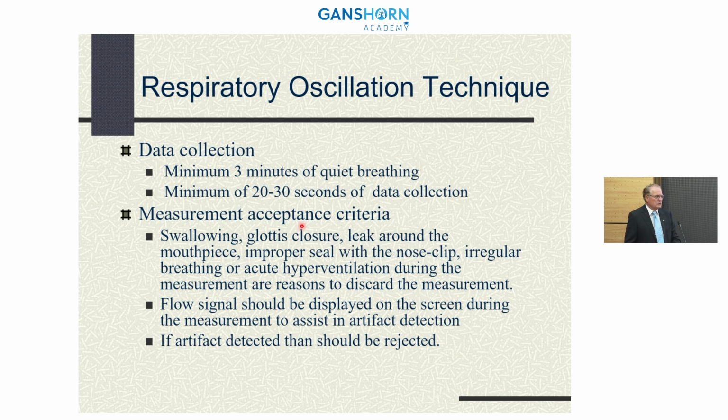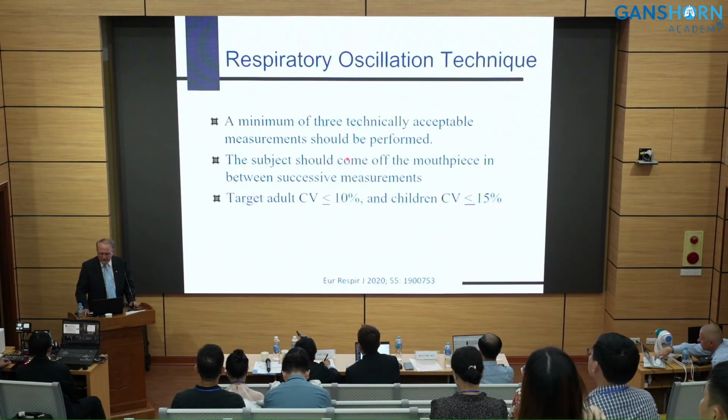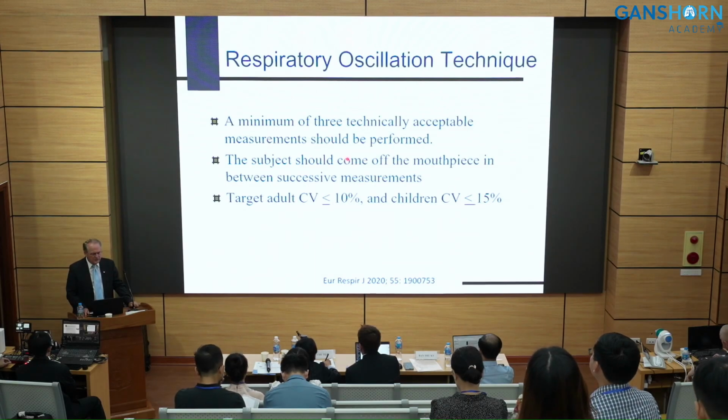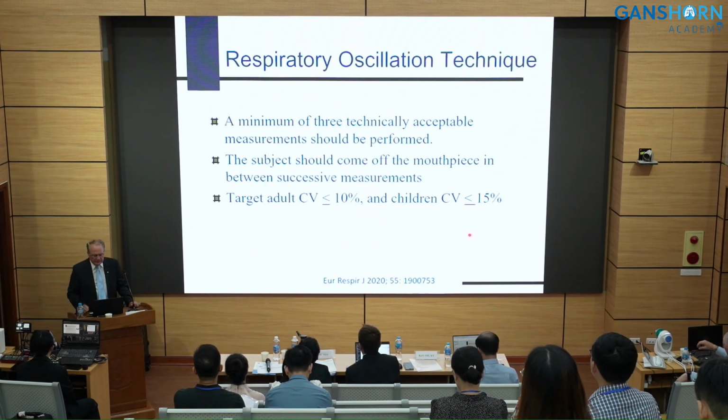So in individuals that are very, very young and individuals that are very old and/or individuals with neuromuscular disease, oscillometry is a wonderful method of being able to understand the dynamics of airway function without having to do a deep breath and exhale it forcefully. So we want to get at least 3 technically acceptable measurements, and the subject can come off the mouthpiece after each one of these, and we'd like to have repeatability or coefficient of variation less than 10% in adults and 15% in children.